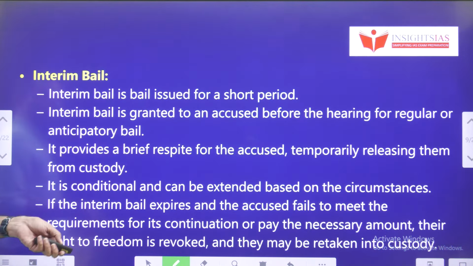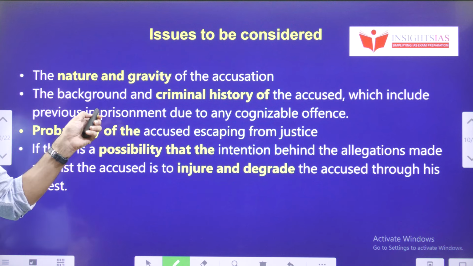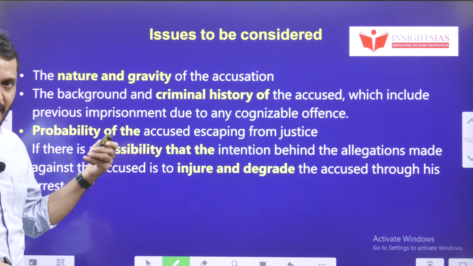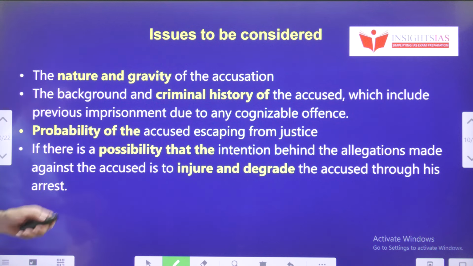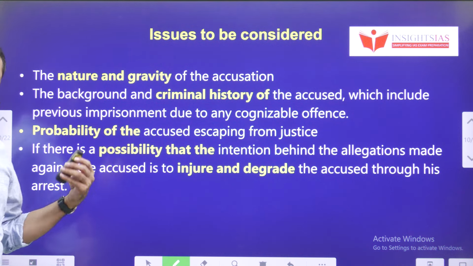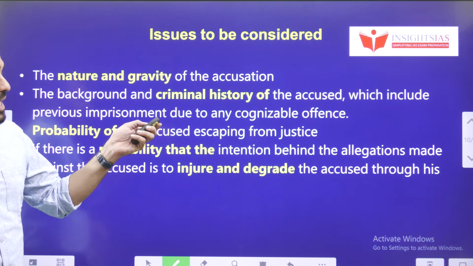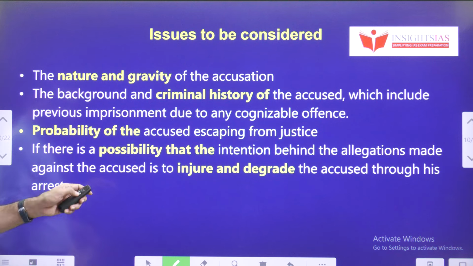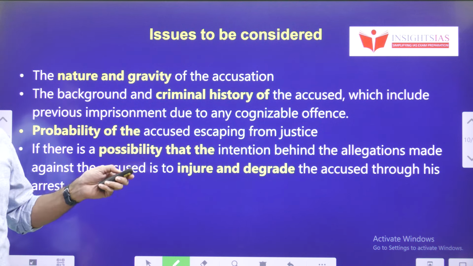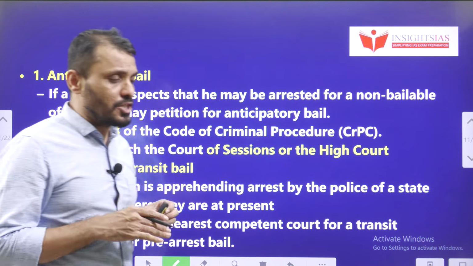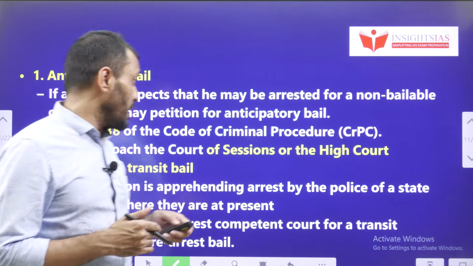And I explained interim bail, and interim bail will be given based on the nature and gravity of the accusation and the criminal history of the accused person, in this case Arvind Kejriwal, the probability of the accused escaping from justice or going to another country, and the possibility that the intention behind the allegations is only to injure that person. That means some malicious intentions are there. So based on these conditions, a person will be given interim bail.